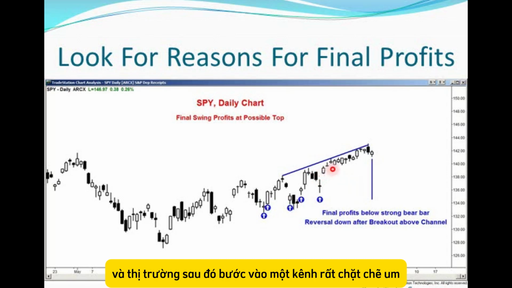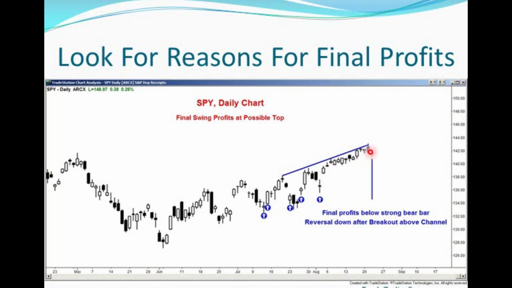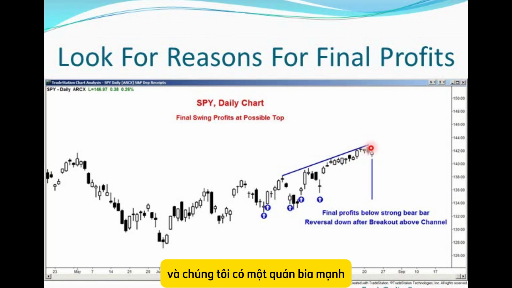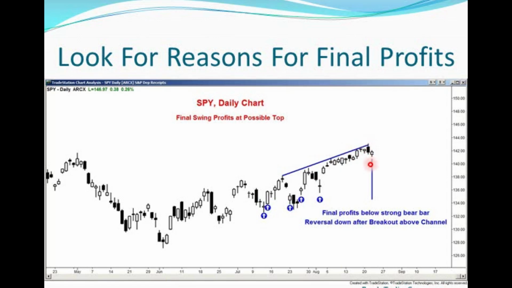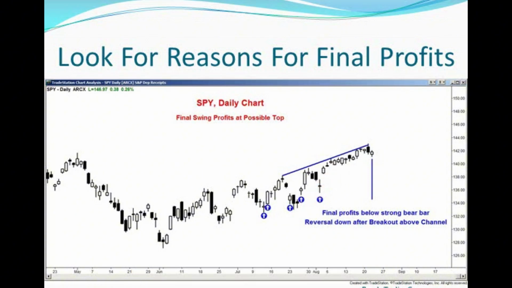And the market then entered a very tight channel. What about exiting up here? I don't know. You could take partial or full profits here. We poked above the top of a very tight channel, and we have a strong bear bar. But I think it's also okay to continue to swing part of your position. At this point, where's your stop? Probably still below the most recent higher low.